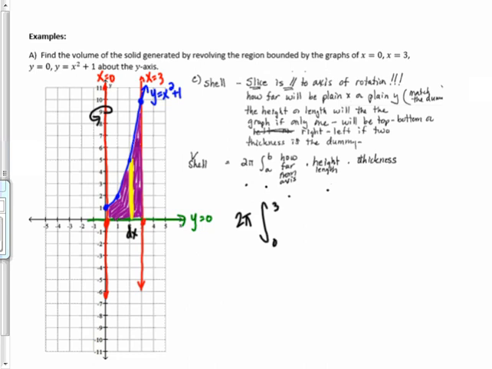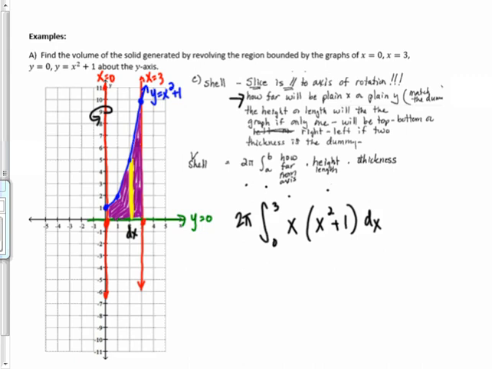All right, how far? It says it right here. How far will be a plain x or a plain y, and that's when you're spinning about the x or y axis. And you want to match the dummy variable, so here we go, it's going to be an x. Then the height or the length will be a graph if there's only one, or top minus bottom, or right minus left. But here it's the top minus the bottom, it's just that blue graph, and the bottom would be 0. So the blue graph is x squared plus 1. And then the thickness is the dummy variable, dx.